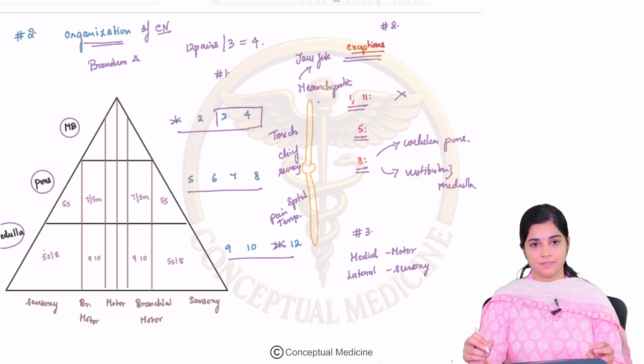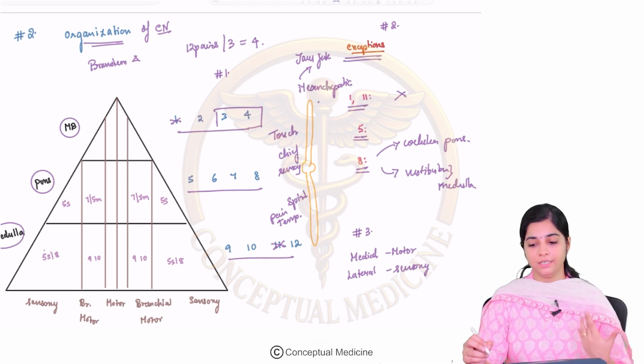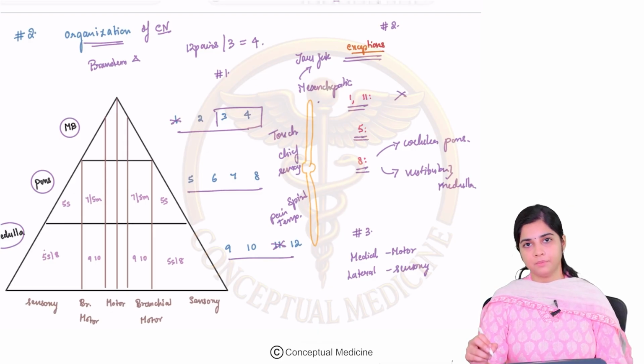Then you have 5, 6, 7, 8 at the level of the pons, 9, 10, 12 at the level of the medulla. And remember, the fifth cranial nerve extends throughout. It has 3 nuclei. And the eighth cranial nerve again has 2 nuclei that you have to remember. Okay, so I hope this is clear, at which cranial nerve, which level it is present. So this is your concept number 2.